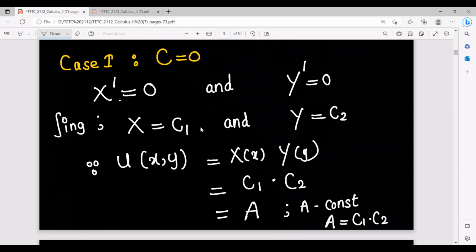I forgot something. Here you need to write that C1 and C2 are arbitrary constants. So this is the first case.